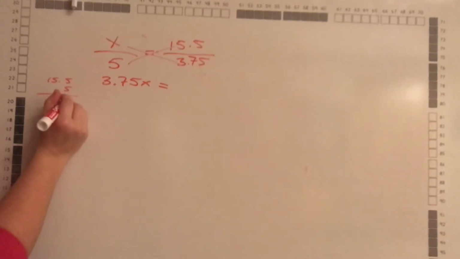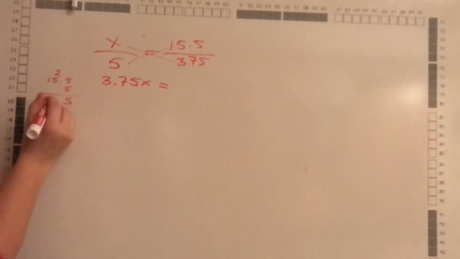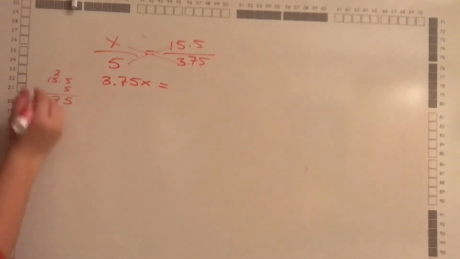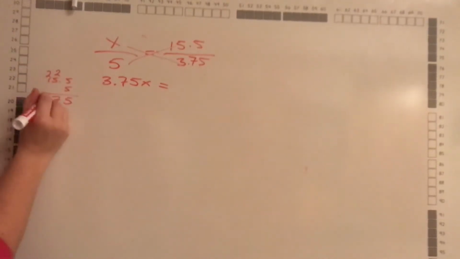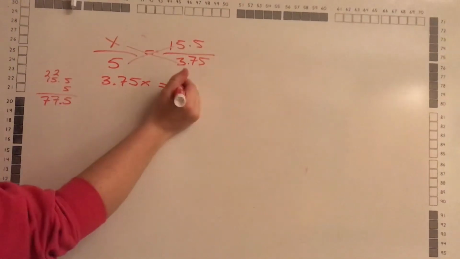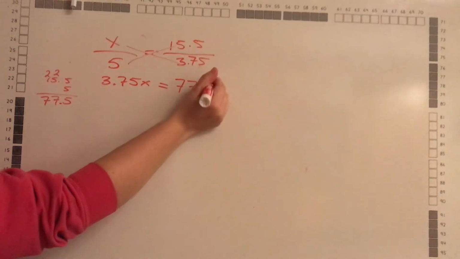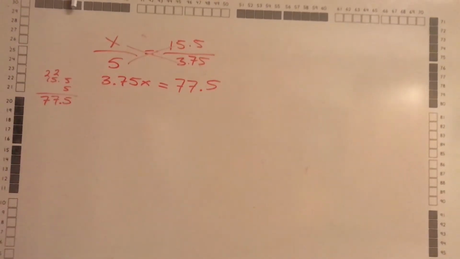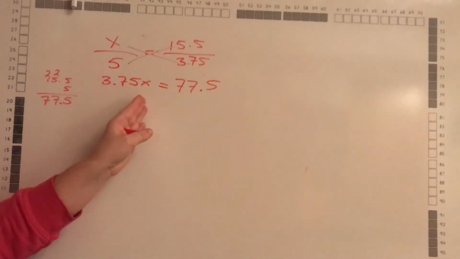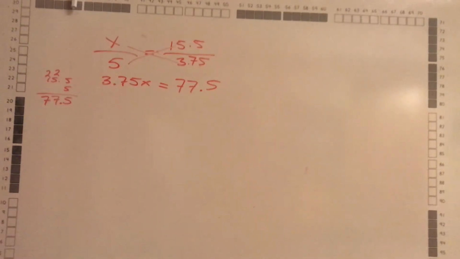5 and 5 is 25. 25 and 2 is 27, sorry, 5 and 2, 7. We got 1 decimal. So 77.5. So 3.75 divided by, 77.5 divided by 3.75. Now what our book did was they rounded these numbers so that it was easier to multiply. So let's try that.